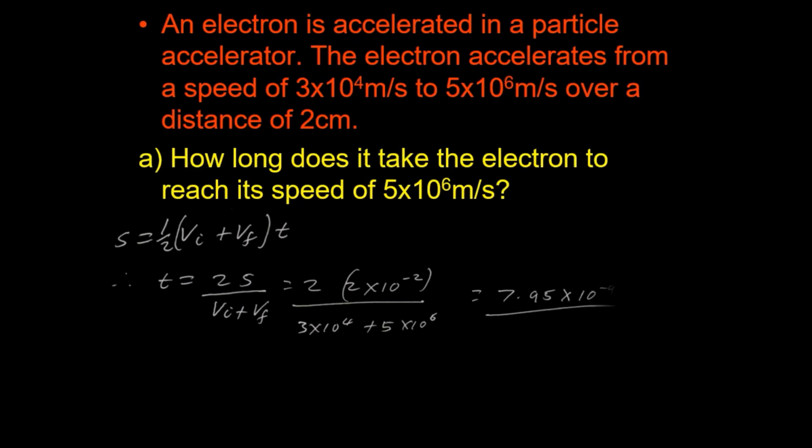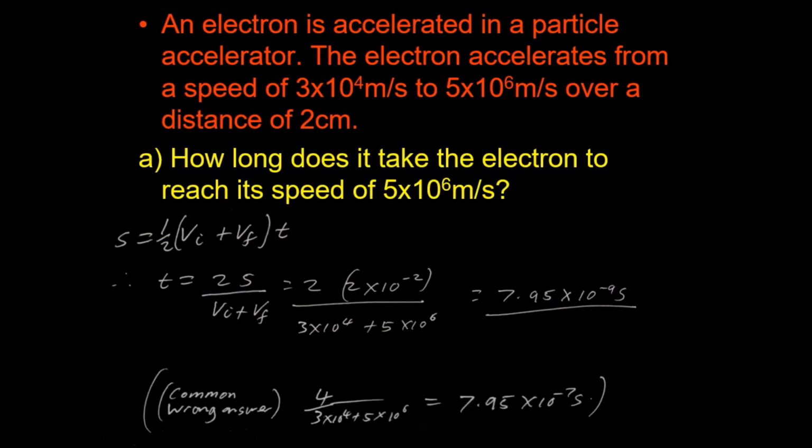2 times 2 times 10 to the minus 2, that's our centimeters, divided by 3 times 10 to the 4 plus 5 times 10 to the 6, gives us 7.95 times 10 to the minus 9 seconds. That's a tiny fraction of a second, but given the speeds we're traveling and the short distance that we're moving over, that's a reasonable value.